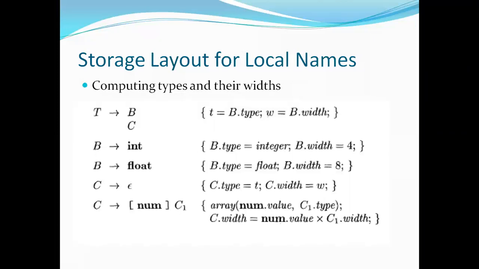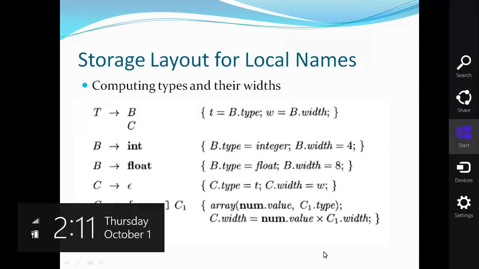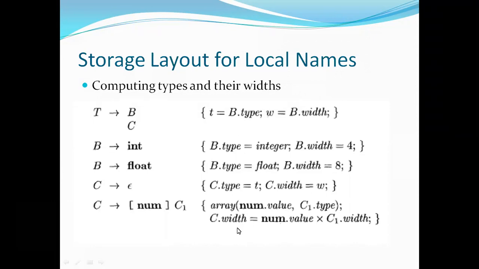That comes from the lexical analyzer, from the lexical values, where we take that num.val into c1.width, right? After performing this computation, whatever number we get is assigned to c.width, right? Here we get b.width and c.width, right? And t is for t.type.